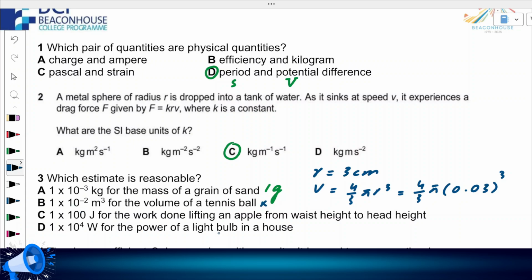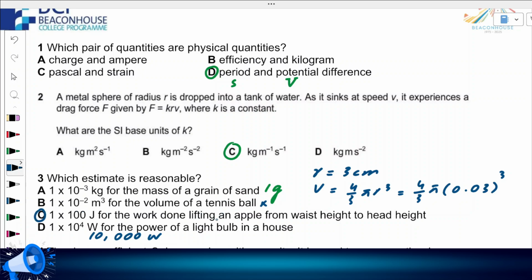The last one is the power of the light bulb in a house. They say the light bulb is approximately 10,000 watts. No, it's not. The light bulb is somewhere around 100 watts, 150 watts. Now we have the ones of 20 watts, 30 watts, 50 watts. But at maximum, it is 100 to 150. That's it. So the only option you're left with is option C.